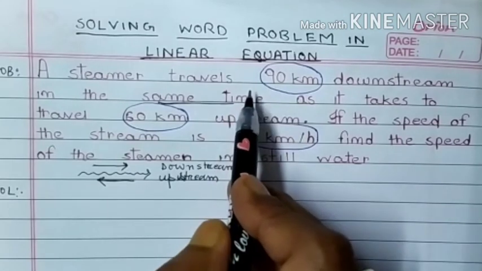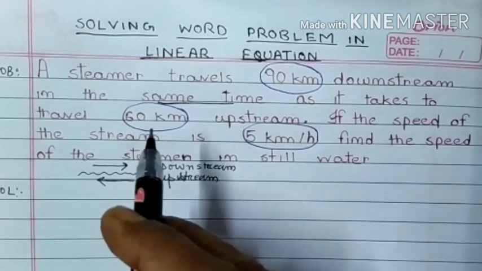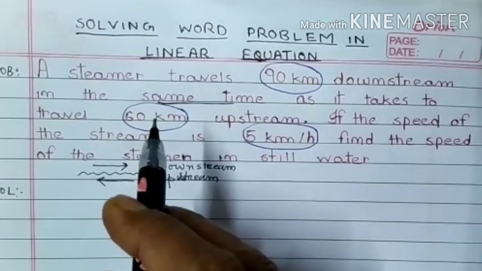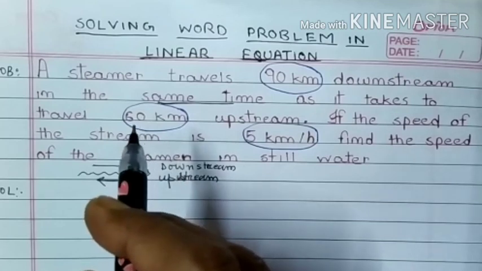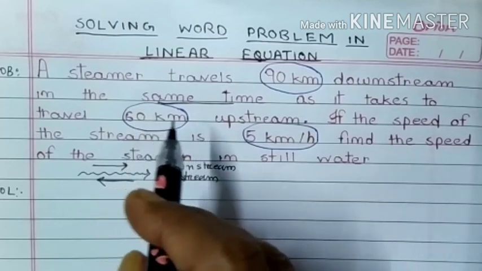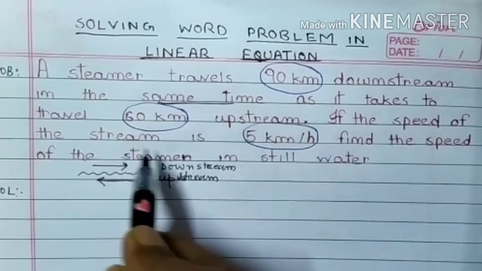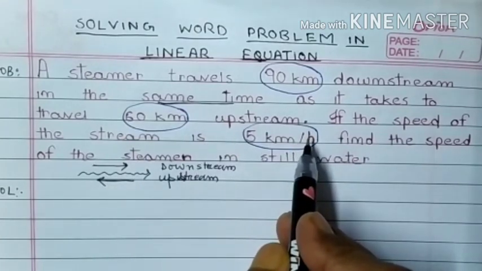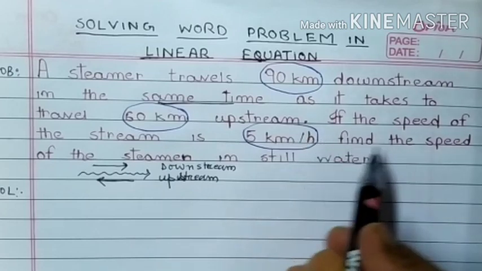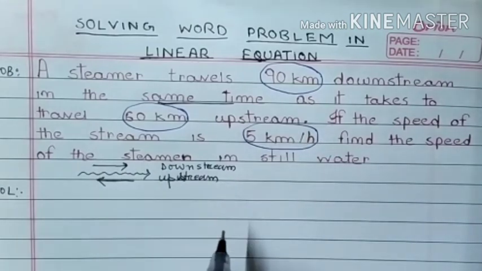So there is equality of going 90 km downstream as compared to traveling 60 km upstream, the time taken is the same. Clear? Now if the speed of the stream is 5 km per hour, find the speed of the steamer in still water.